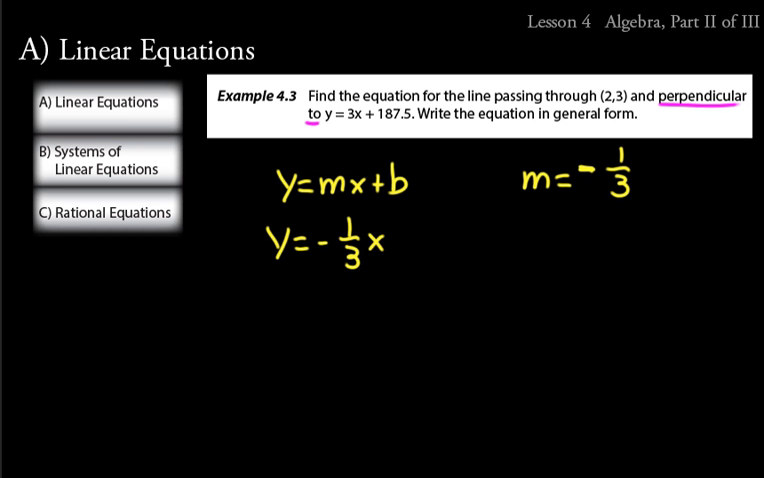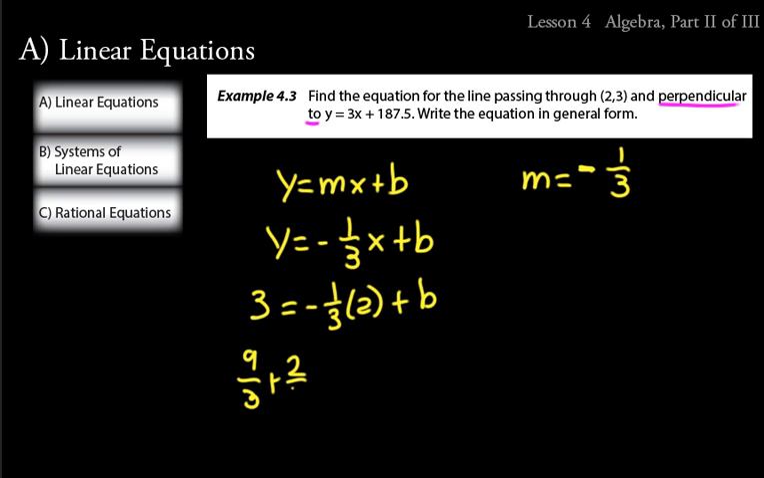Perpendicular, we find the negative reciprocal of the given slope. Y equals negative 1/3 x plus b. Substitute 2 comma 3 in. 3 is equal to minus 1/3 times 2 plus b. So that's a minus 2/3. Add 2/3 to both sides. So that 3, we can make that into 9/3 plus 2/3. That's 11/3 is equal to b. So our new equation then is y is equal to minus 1/3 x plus 11/3.